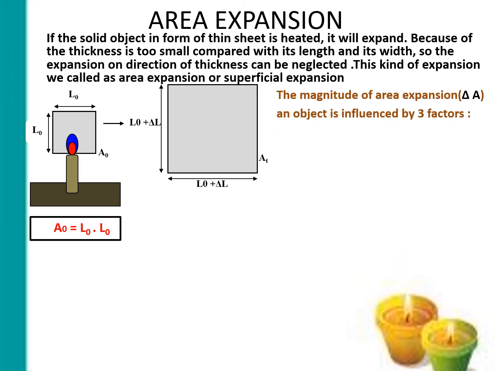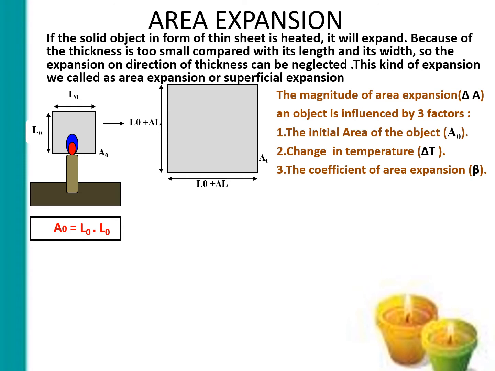The magnitude of area expansion delta A of an object is influenced by three factors. The first factor is the initial area of the object, A0. The second is the change in temperature, delta T. And the third factor is the coefficient of area expansion, beta. Because of that, the magnitude of area expansion delta A can be formulated as delta A equals A0 times beta times delta T.